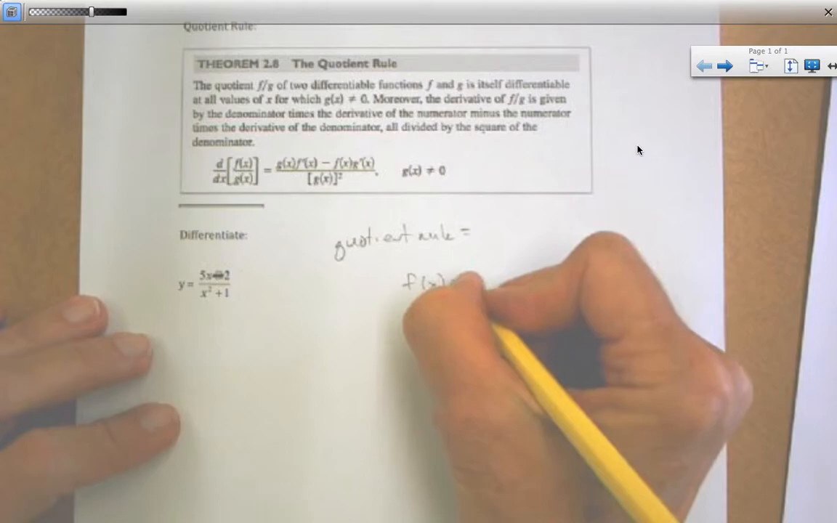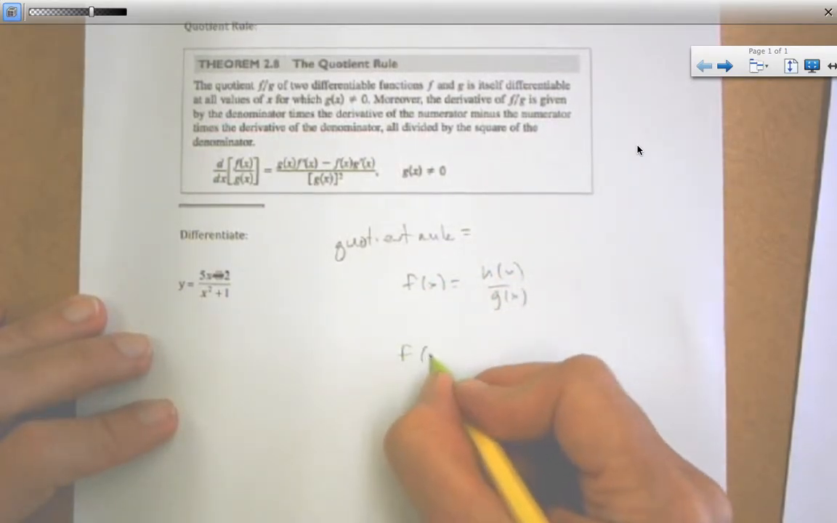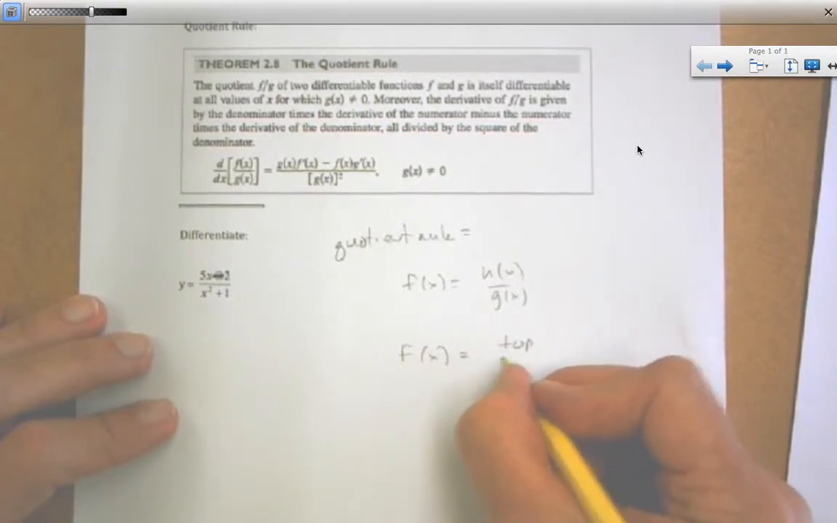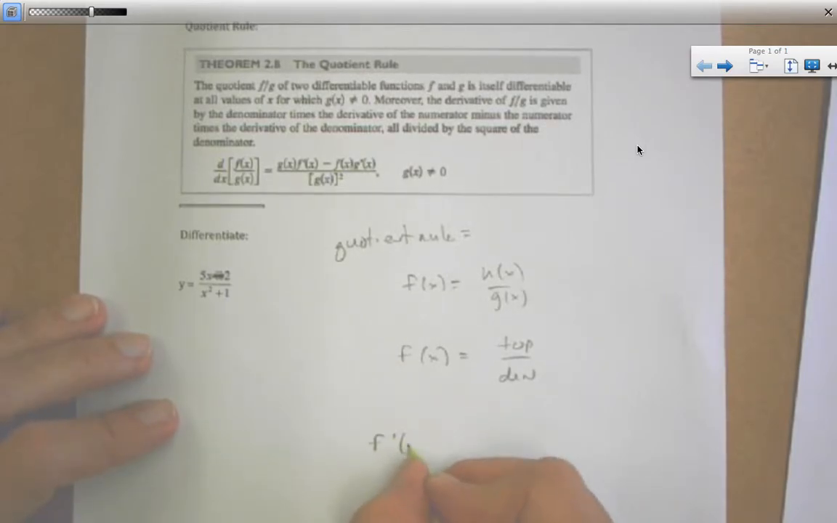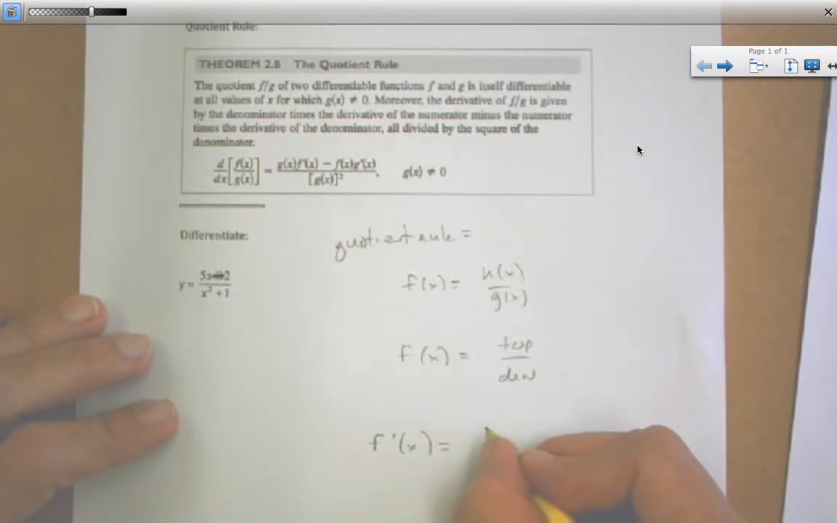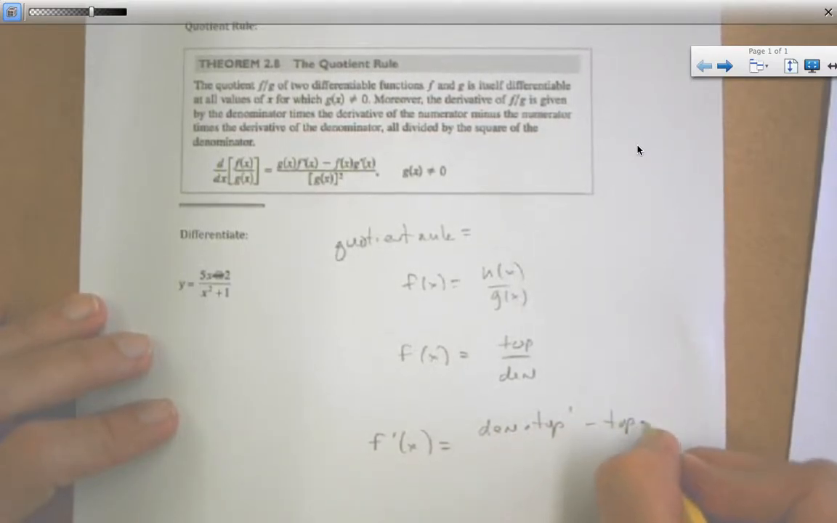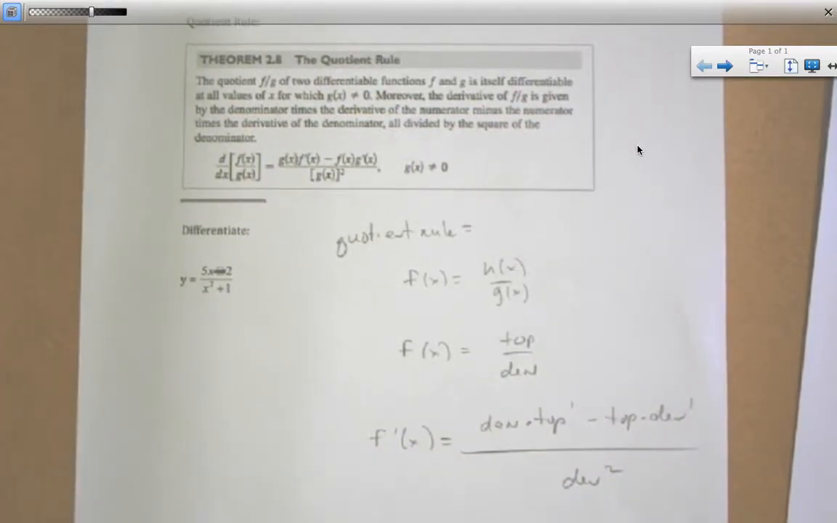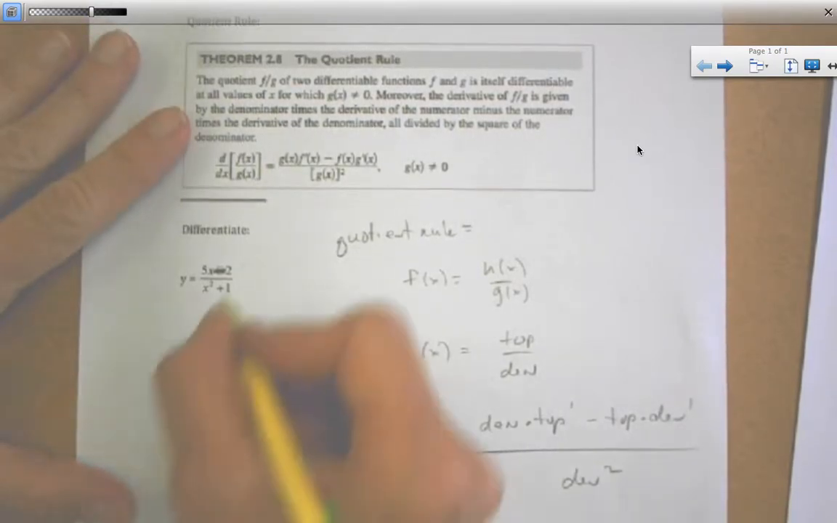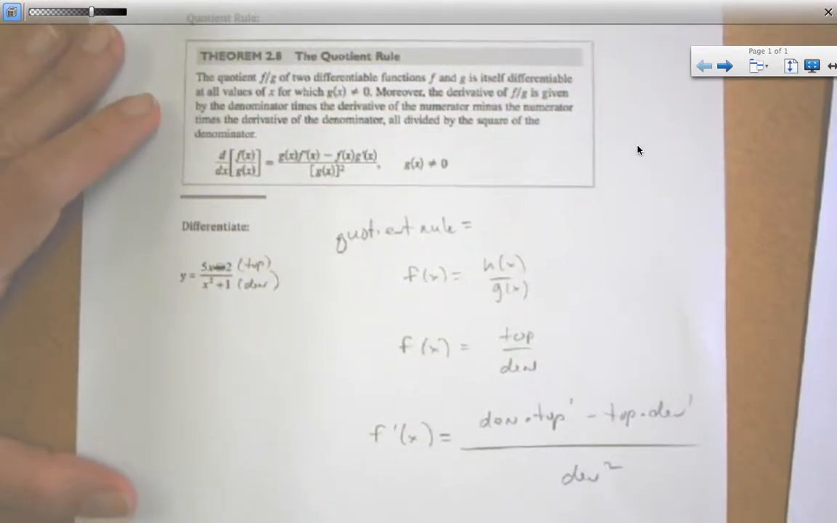So the quotient rule, if f of x equals h of x over g of x. Well, another way of writing f of x is saying this is top and this is denom, standing for denominator. So f prime of x, the derivative, is denom times the derivative of the top minus top times the derivative of the denom over denominator squared. All right. So top is for the numerator, denom is for the denominator. So this is my top, and this is my denominator. All right, let's try it.